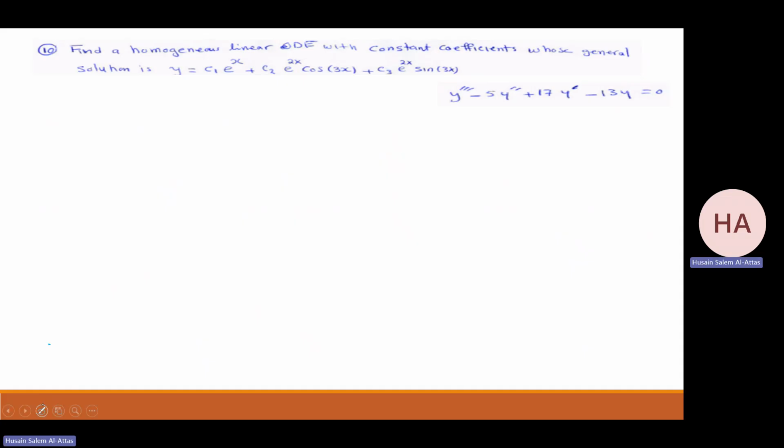Find the homogeneous linear differential equation with constant coefficients with the given general solution. So I have everything here. So what are the roots? I have 2 plus or minus 3i. These are the roots. So I have the auxiliary equation.